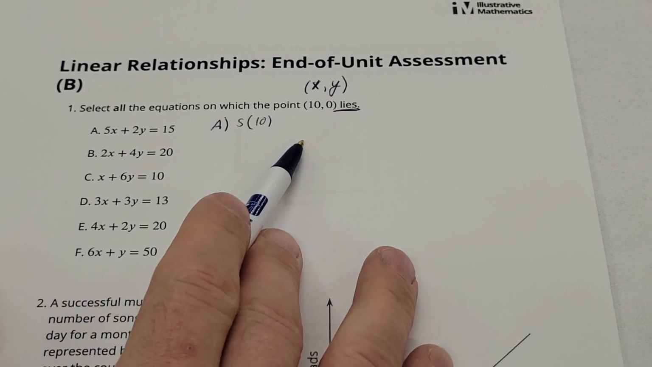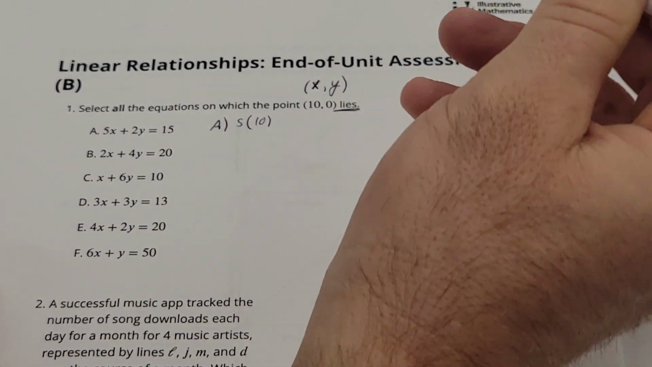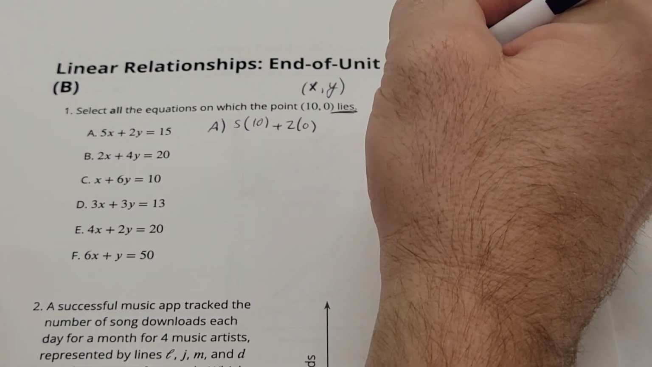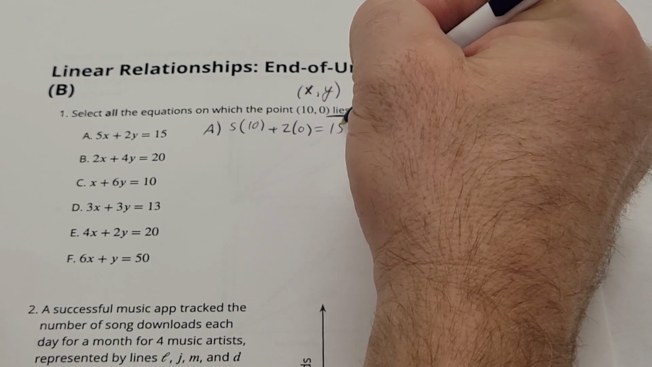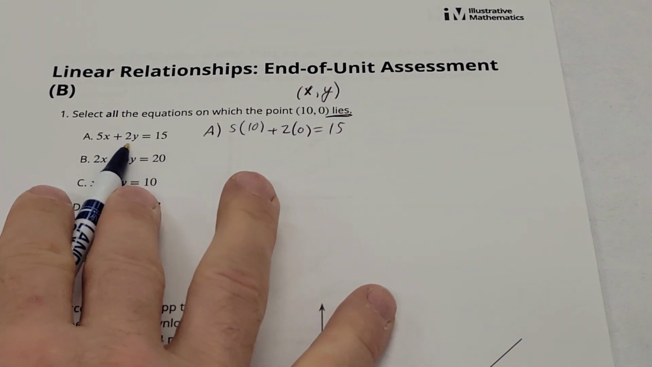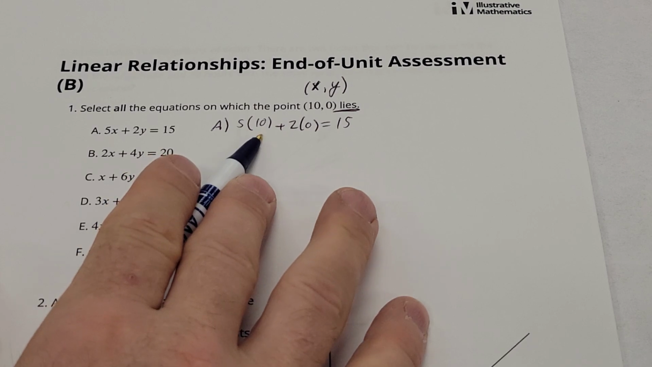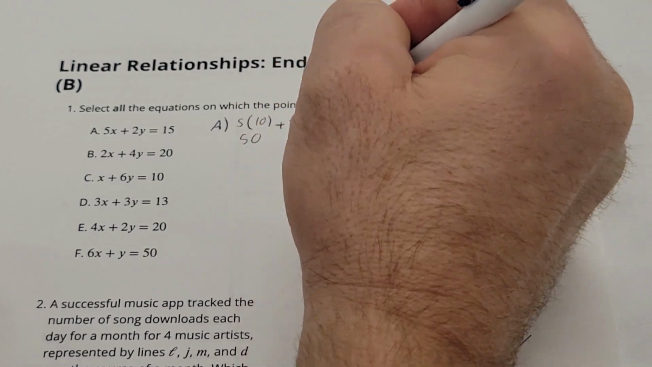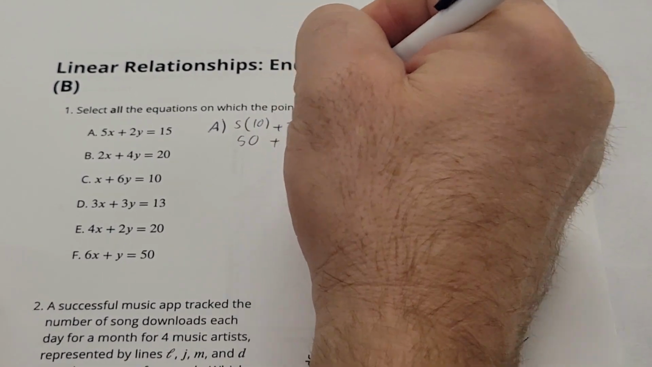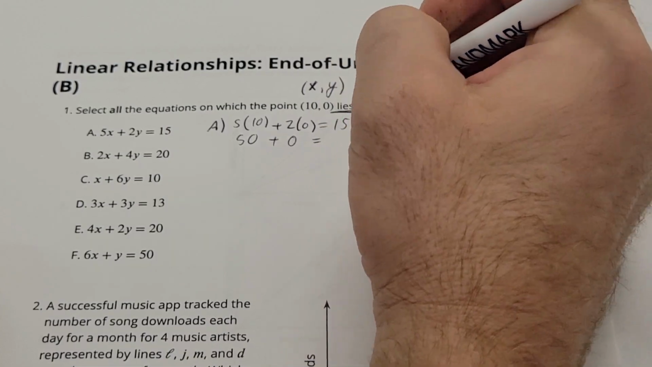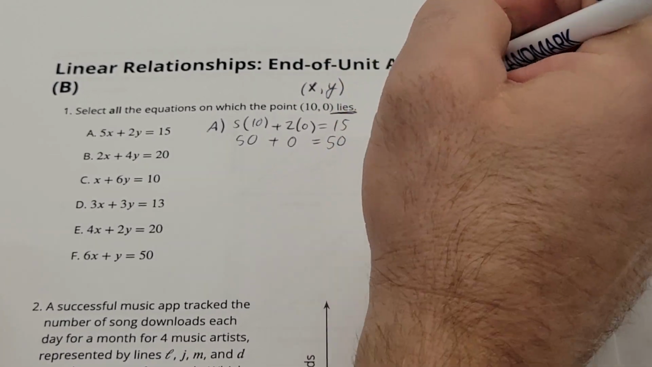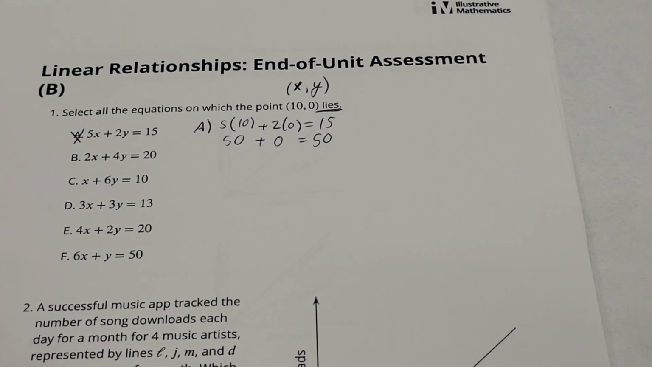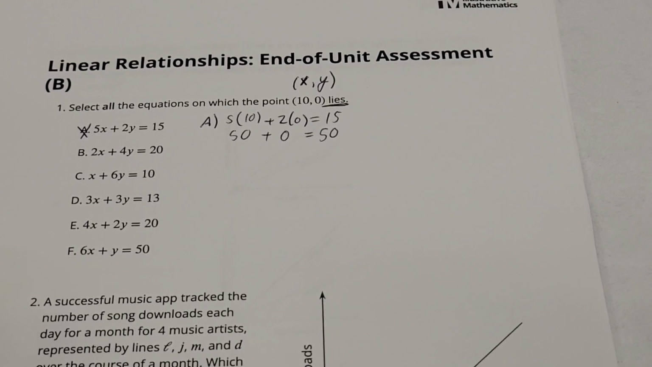because I'm substituting that 10 into the x position, plus 2 times 0, there's my y, equals 15. For the x, there's now a 10. For the y, there's now a 0. 5 times 10 equals 50. 2 times 0 equals 0. And that would equal 50, not 15. So A does not have that point on it.